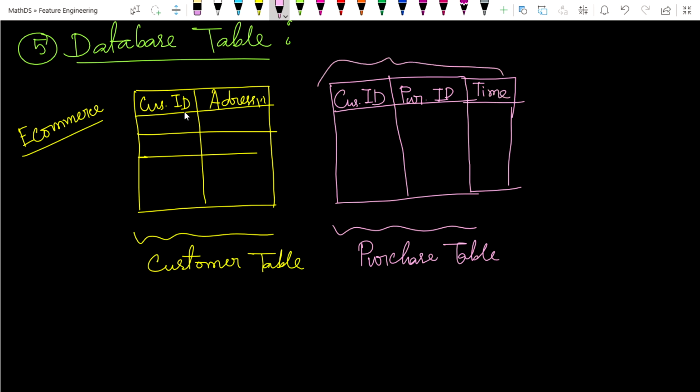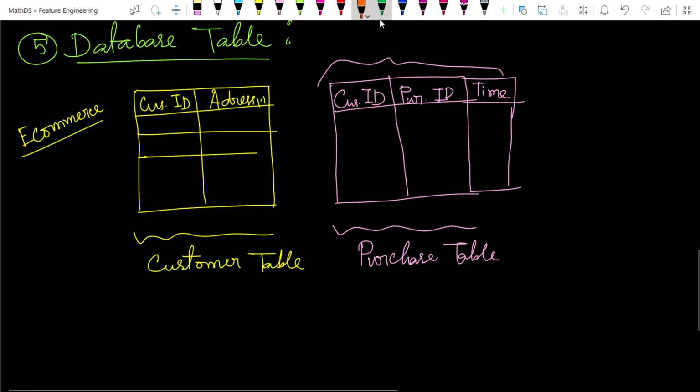In a single customer there are mainly 2 or 3 addresses, but for the products they have purchased, in the Amazon case, on average a customer makes 10 to 12 purchases. If for a single customer you keep adding purchase ID and time, the dimensionality increases. So instead of writing it here, we will use another table for purchases.